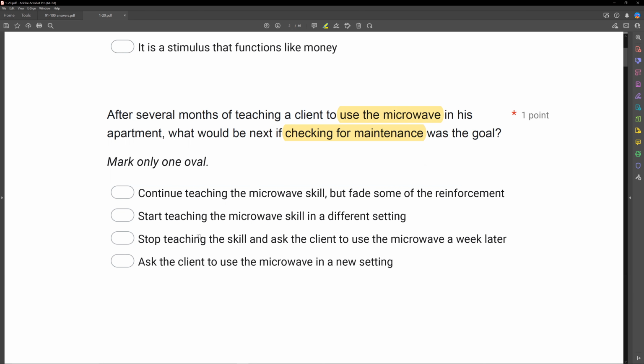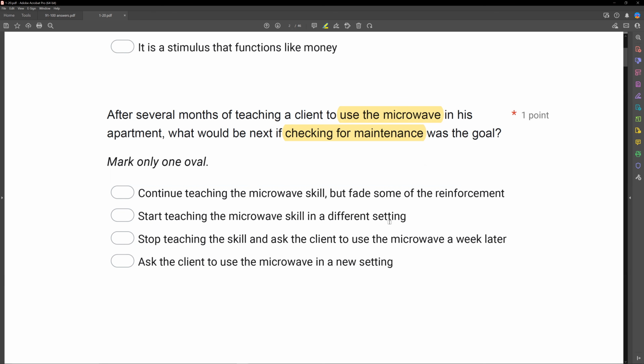C, stop teaching the skill and ask the client to use a microwave a week later. Good. This is about as close as we'll get, right? We're no longer teaching the skill, but we're still going to check to see, can they still use their microwave?